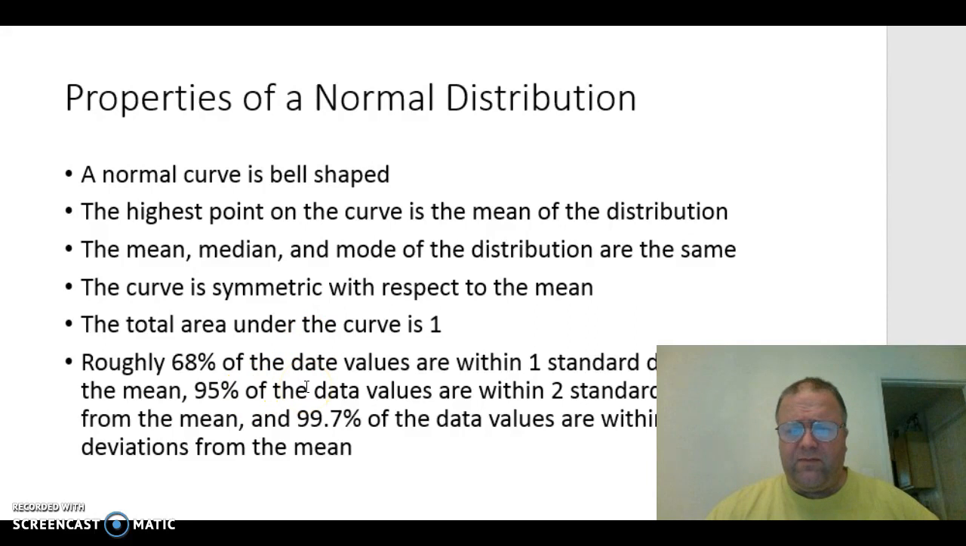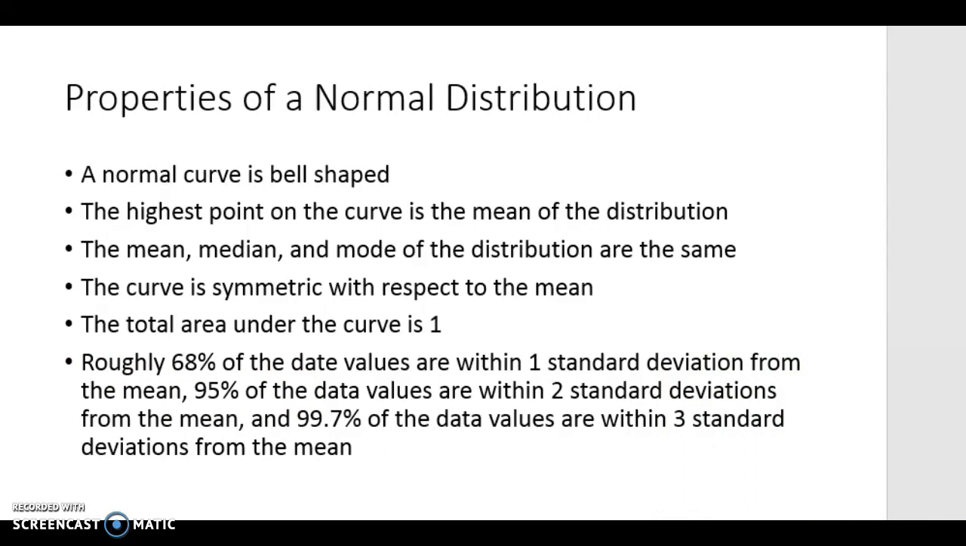We use an area of 1 so we can correspond that to probability. So when we say that there's an area of 0.75, that would mean that there would be a probability of 75%. Roughly 68% of the data values lie within one standard deviation of the mean. That's both to the left and right. 95% of the values are within 2 standard deviations, and 99.7% of the data values are within 3.